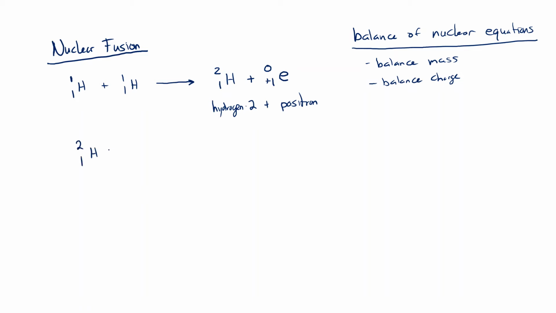Now, hydrogen 2 can combine with, notice that we really haven't made anything new. We've just made a different isotope of hydrogen. This can combine with another molecule of hydrogen 1, and we end up with helium 3.